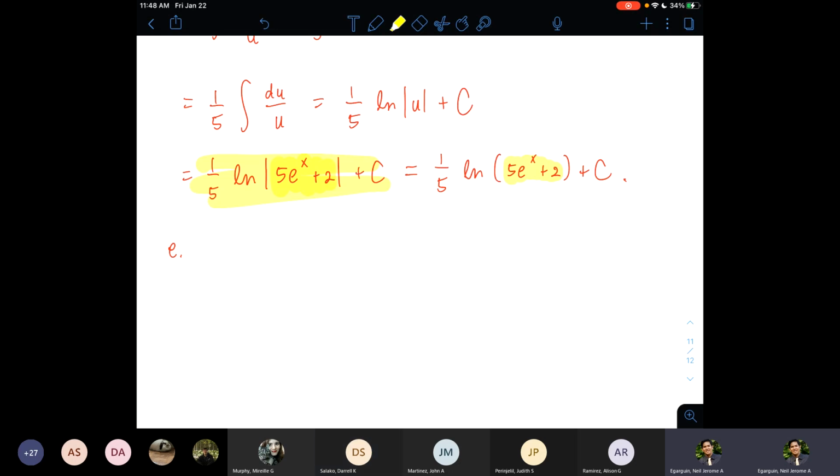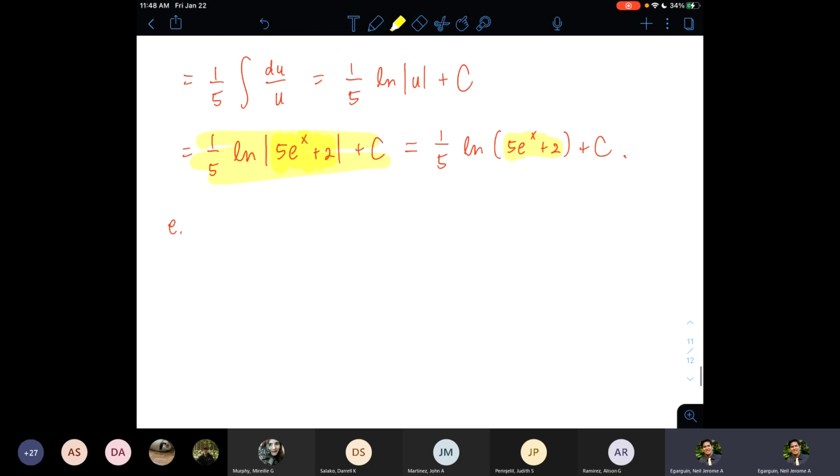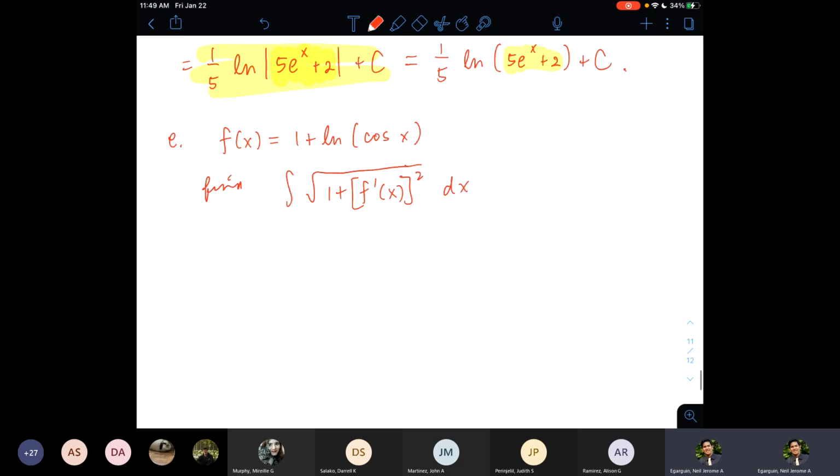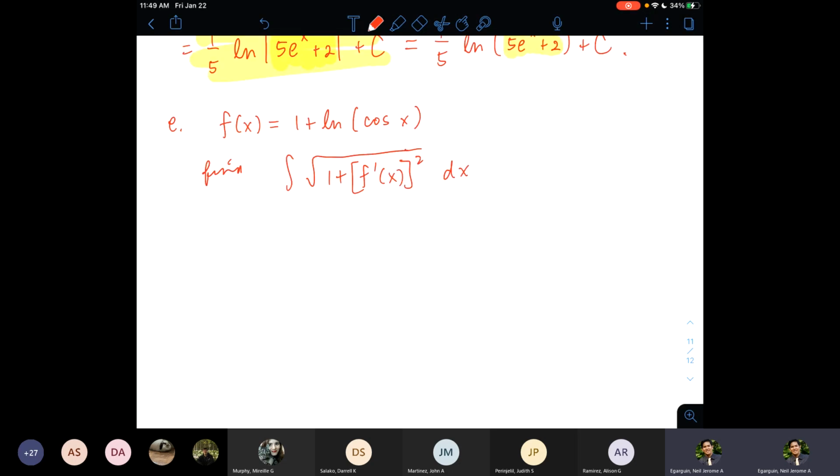Right, thank you. All right, so let's see. This is Nadia's question. You were given f of x equals 1 plus ln of cosine x, and then we need to find the integral of the square root of 1 plus the quantity f prime of x squared, dx. Now, this is a two or three-step solution.